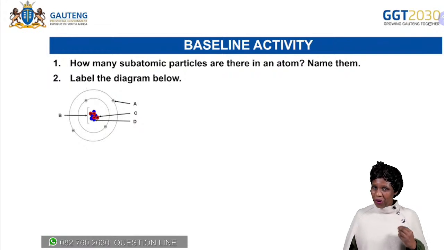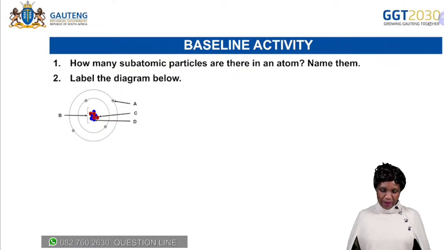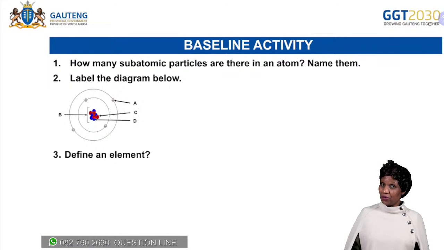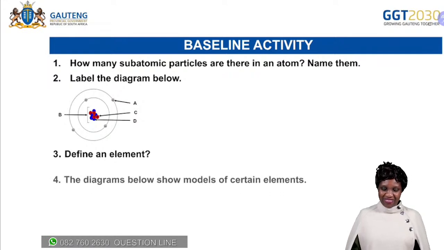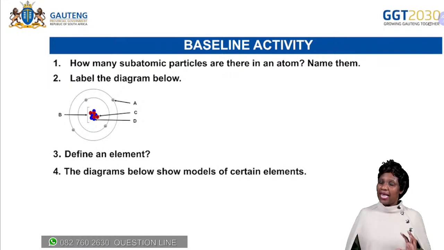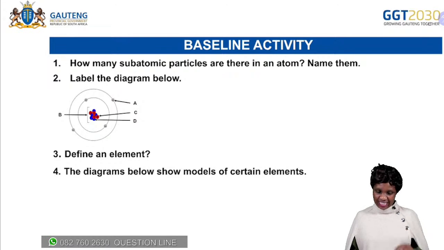But now we want to see whether we still remember. Let's check question number 1. It says, how many subatomic particles are there in an atom? You are supposed to name them. And then label the diagram below. We've got a diagram. You are supposed to label A, B, C, and D.